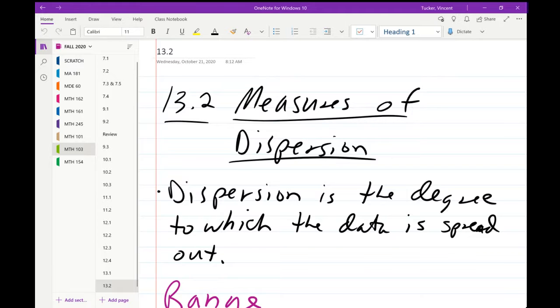All right, 13.2 measures of dispersion. Dispersion is the degree to which the data is spread out. So we talked about last class, having a set of data values, which we found the mean, mode, and median of them. So now we're looking at the dispersion of that data.